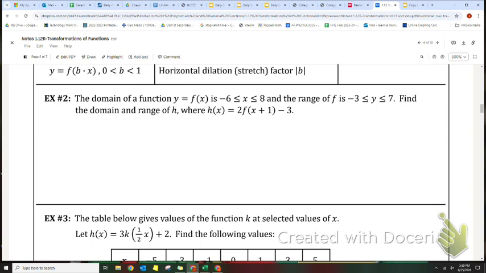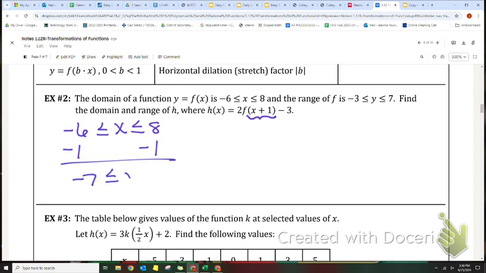Okay, so for my f, we're going from negative 6 less than or equal to x less than or equal to 8. But we know for h, we're going to take our x's, and it says x plus 1, but with x, remember, we always do the opposite. So we're going to subtract 1. And so there is going to be the domain of h.